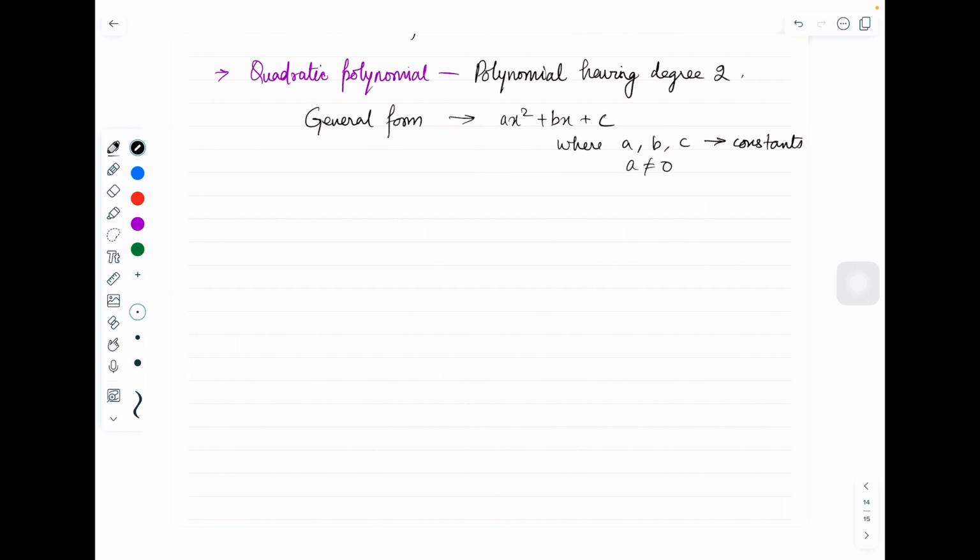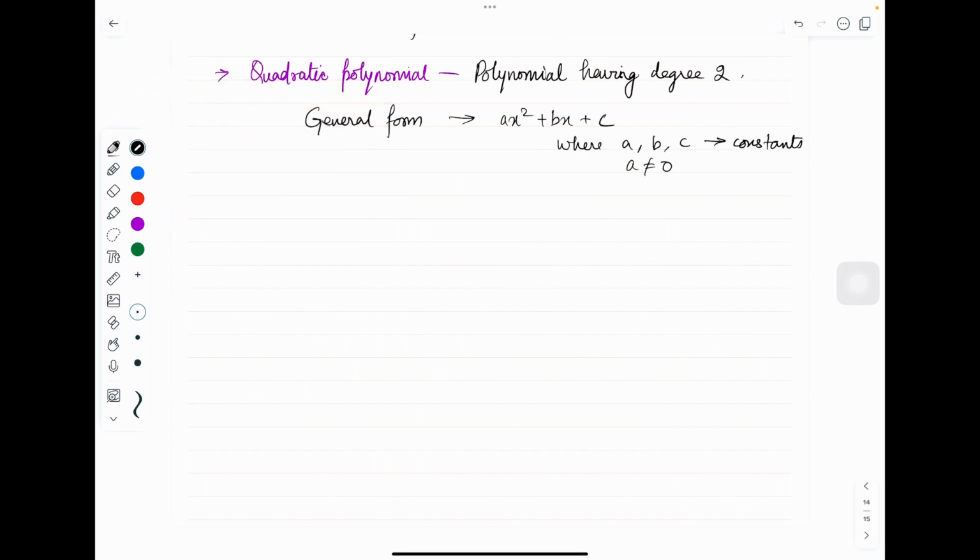If a becomes 0, then x square term is 0. So it will become what? Linear polynomial it will become. If a is 0, then this x square term will vanish. It will become bx plus c. So it will become a linear polynomial. So a can never be 0, and a, b, c are constants.